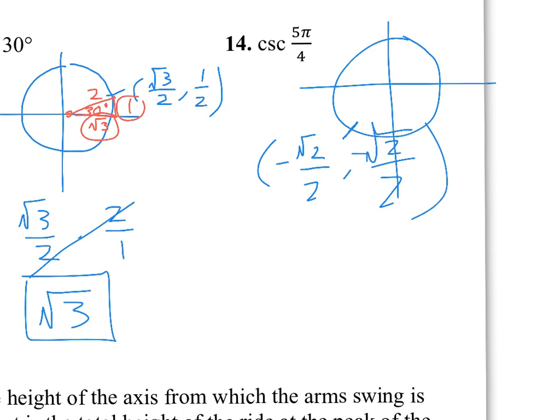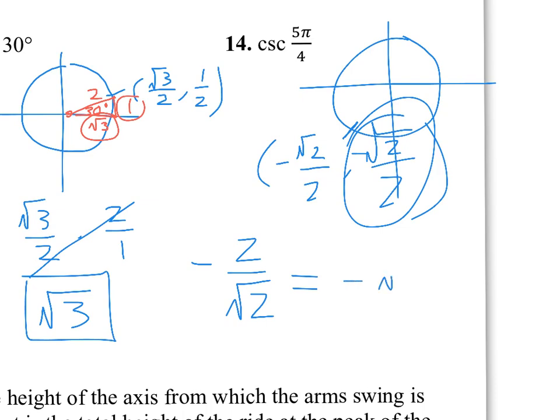So cosecant is the reciprocal of sine. Sine is y, so we need to take the y coordinate and flip it upside down. Negative 2 divided by rad 2 is negative rad 2.